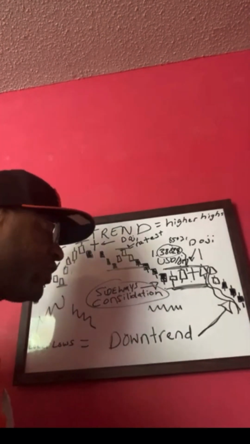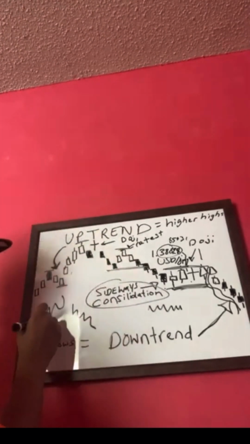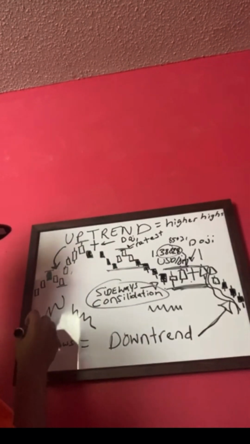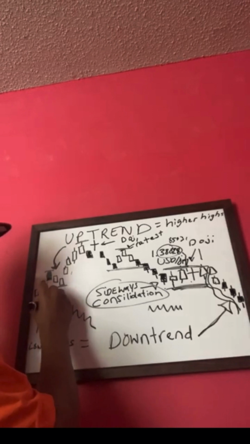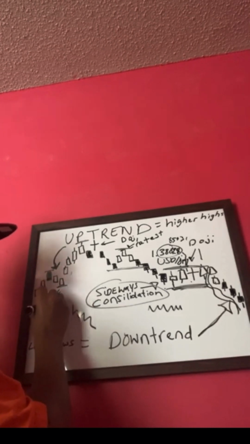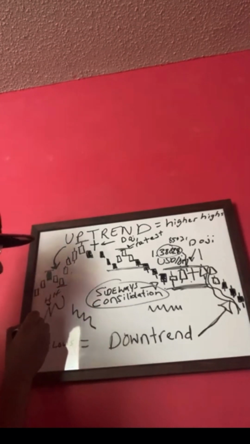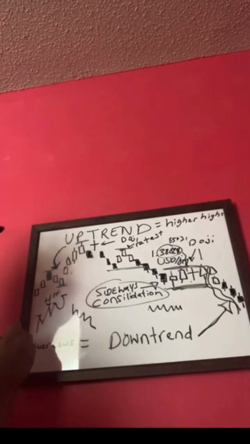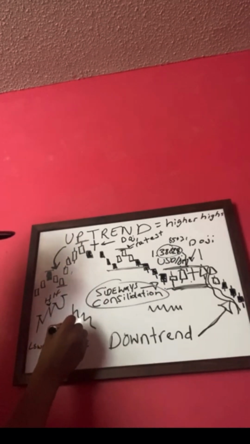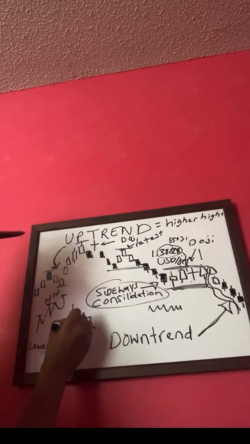Why is it an uptrend, Gabe? Because it's creating higher highs. Period. Boom. Higher highs. HH. Why is this a higher high? Because it's higher than the previous point. It's a higher high. Higher high. Higher high. You with me? Likewise, lower low. LL. Boom. This point is lower than that.